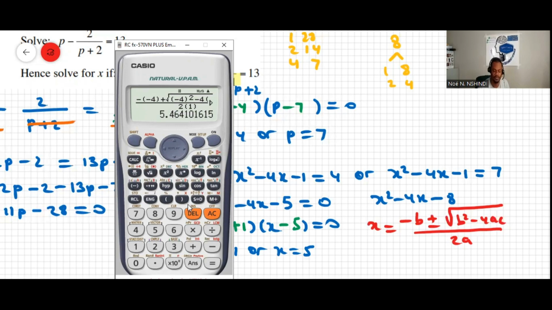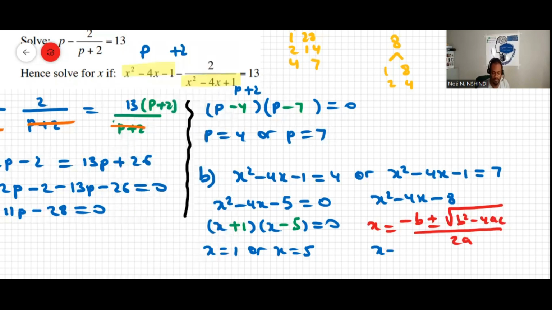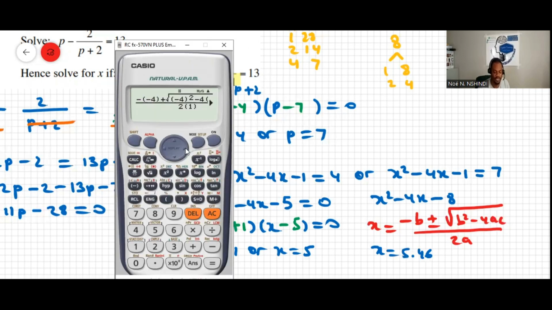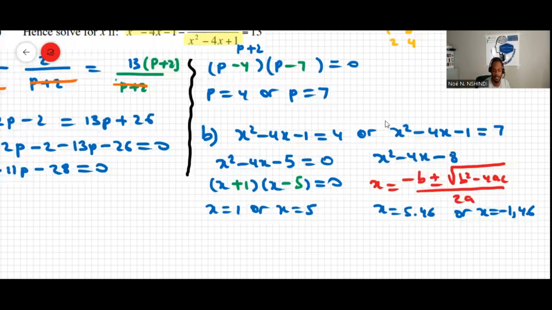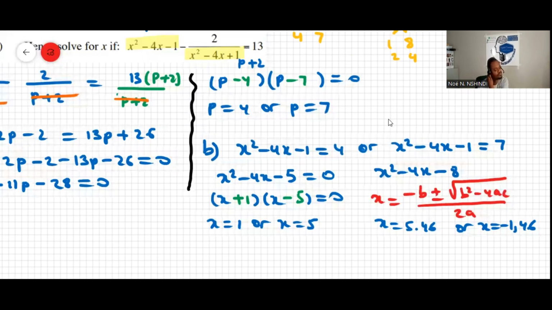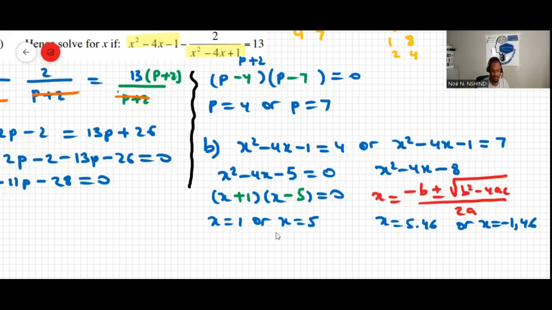This is equal to 5.46. Okay. So x equal to 5.46. And then with the negative, you press SD there, it's going to be -1.46, or x equal to -1.46. Now these are the two solutions for x, okay?